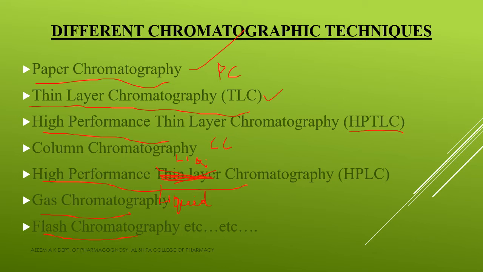So different types of chromatographic techniques: this is 2 marks and you have to write all the things. That is paper chromatography, thin layer chromatography, then high performance thin layer chromatography or HPTLC, then column chromatography, high performance liquid chromatography or HPLC, then gas chromatography and flash chromatography, etc. So in the chromatographic techniques detail.